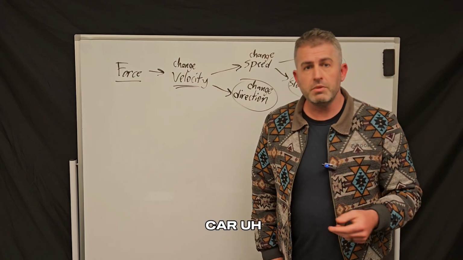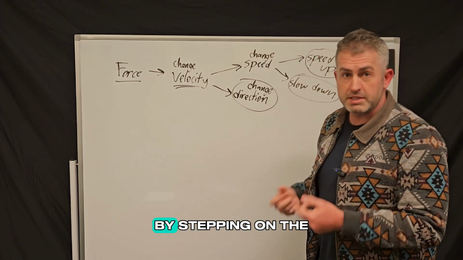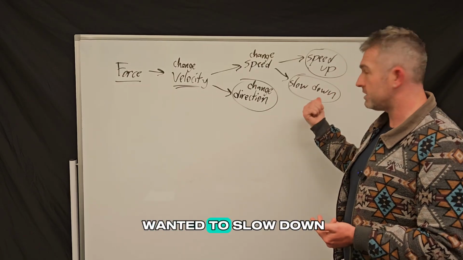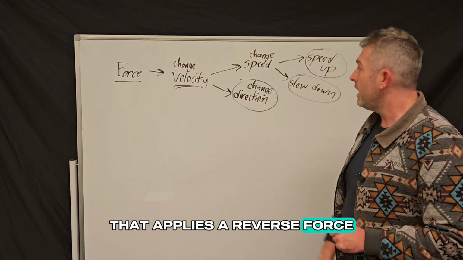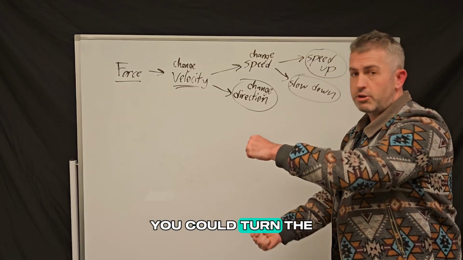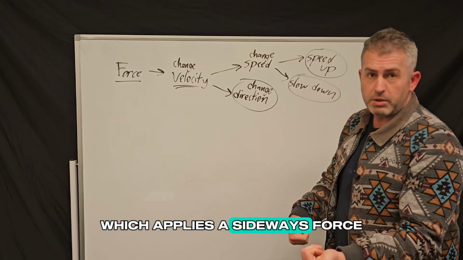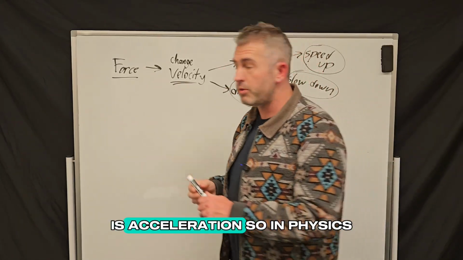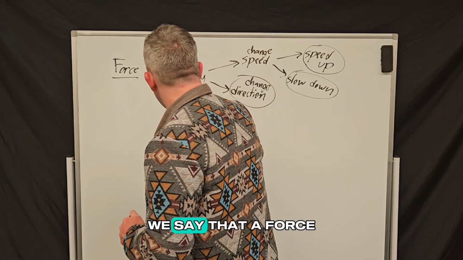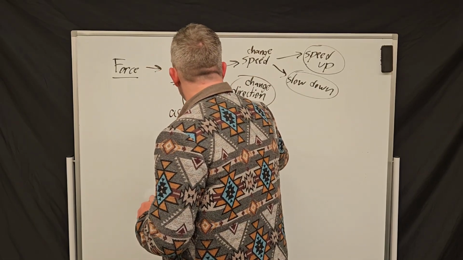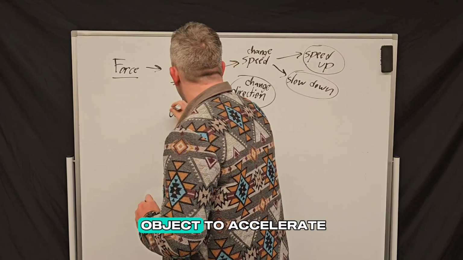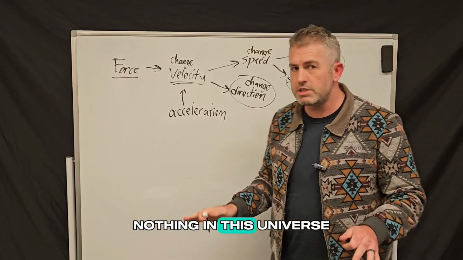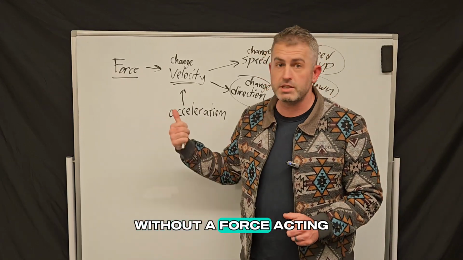If you're driving a car, you could apply a forward force by stepping on the gas pedal. That would be the way to speed up. You could step on the brakes if you wanted to slow down. That applies a reverse force. And if you wanted to change direction, you could turn the steering wheel, which applies a sideways force. Another word to describe change in velocity is acceleration. So in physics, we say that a force will always cause an object to accelerate. Forces cause accelerations. Nothing in this universe would ever accelerate without a force acting upon it.